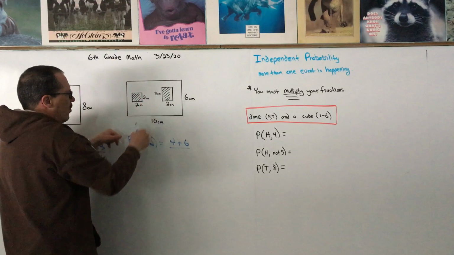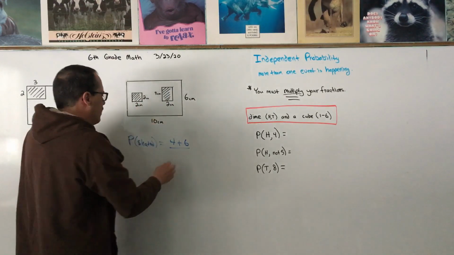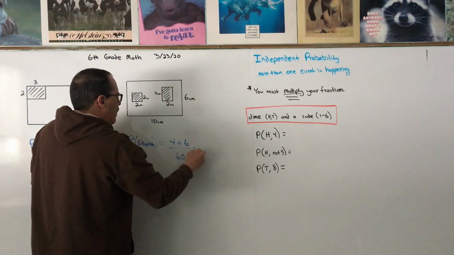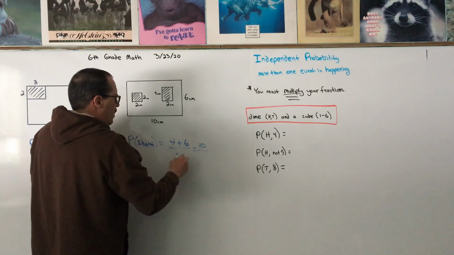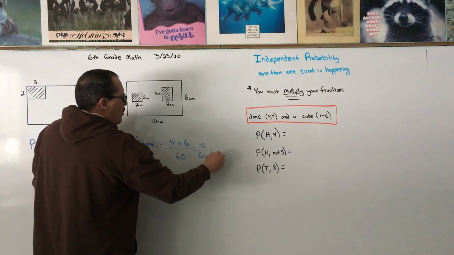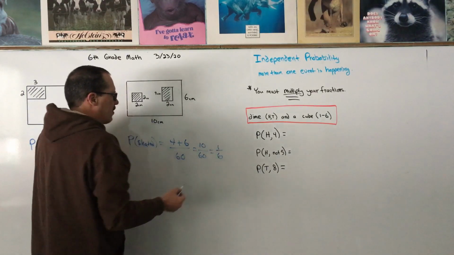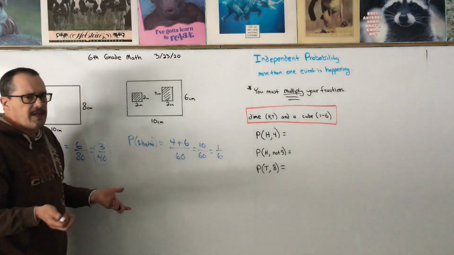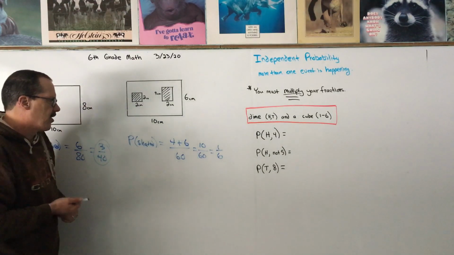It could hit here, here, or the white. So 6 times 10 is 60. 4 plus 6 is 10, and that's over 60, which equals 1 over 6. Okay, and so that would be the answer, 1 over 6, and you can change that to a percent if you want to.